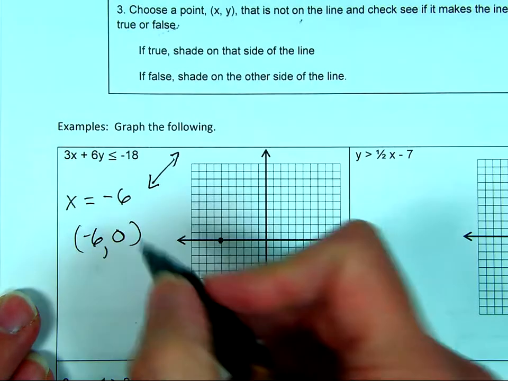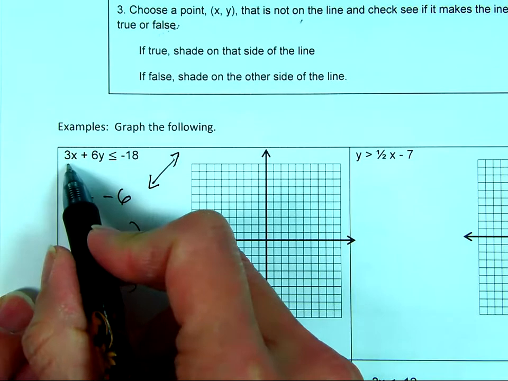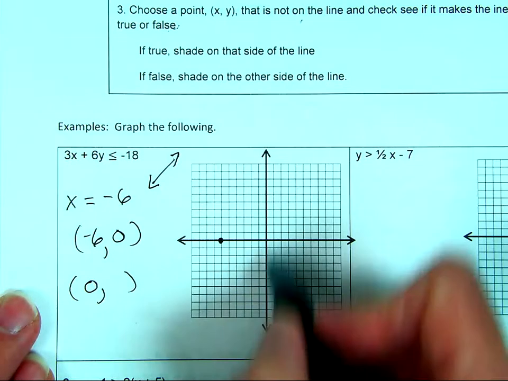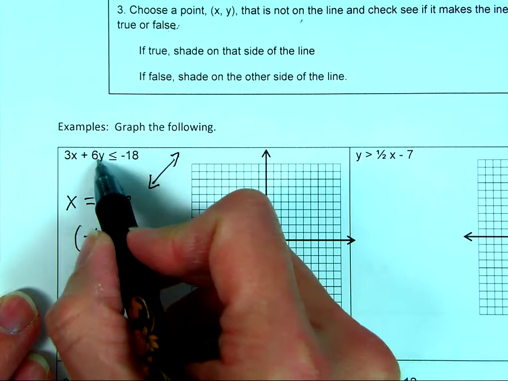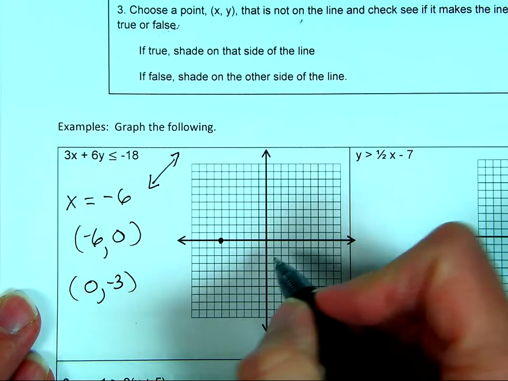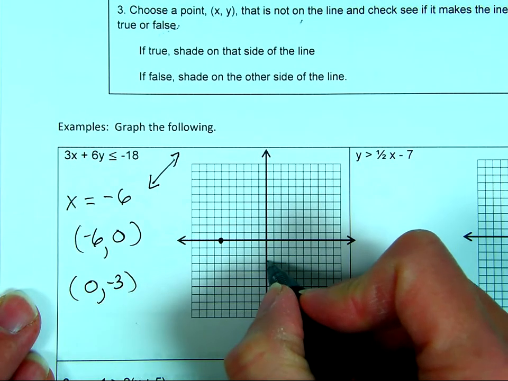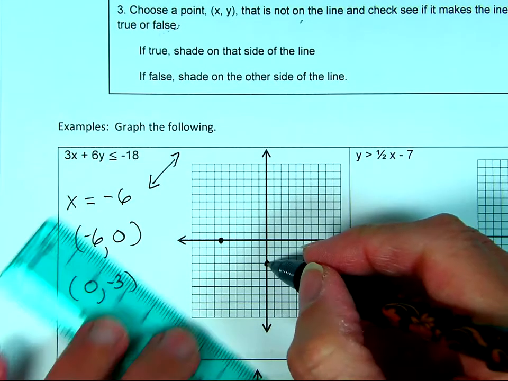It's solid. Okay, so now I'm going to find my y-intercept, and when I find my y-intercept, I make x 0. I substitute, so I want to find where the line crosses here. So I put that in, and I get 6y is less than or equal to negative 18. If I divide both sides by 6, I get negative 3. So my y-intercept is negative 3. 1, 2, 3, and it's a solid line. Standard form, I just find those 2 points and I connect the dots.